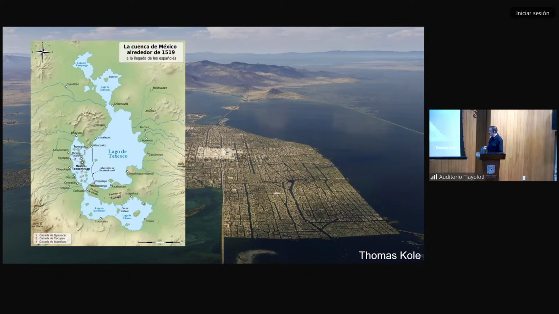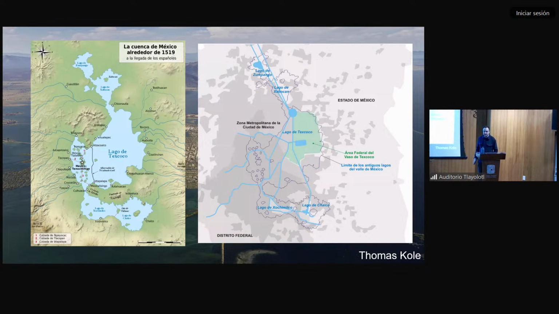So Mexico City started here, and this was the lake system that existed around when the Spaniards came into Mexico City. But the city started growing, and with the centuries, they had a lot of problems with flooding. So they decided to drain the lakes. And after a few centuries, this is what remains of the lake system.